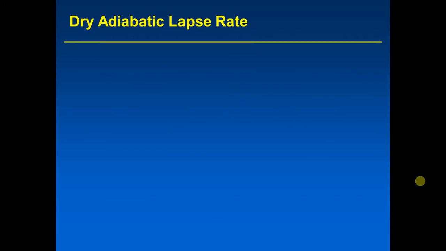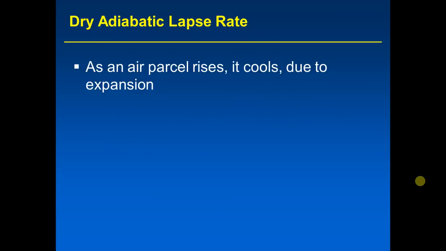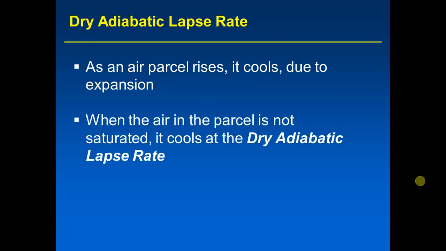Now, as an air parcel rises, it cools due to expansion. We've been talking about this. When the air in the parcel is not saturated, therefore the relative humidity of the air in the parcel is less than 100%, the dew point is less than the temperature, it cools at the dry adiabatic lapse rate. Okay? The adiabatic lapse rate for unsaturated air is called dry because it's drier than it could be. Okay, the relative humidity is less than 100%, but don't be deceived, it's not completely dry. If it was completely dry, then the dew point would be absolute zero.